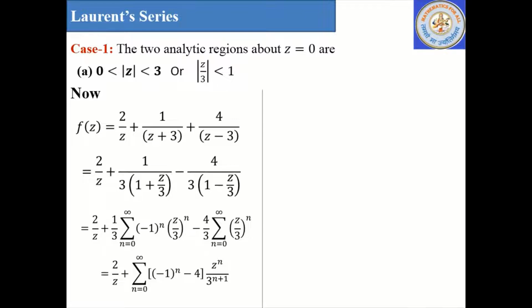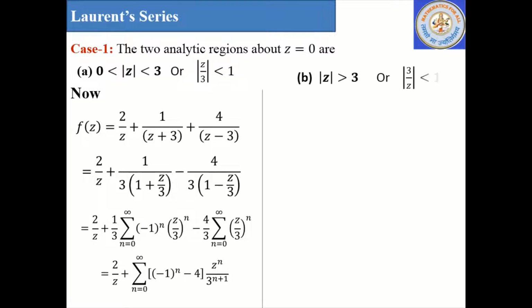So the first Laurent series about z equals 0 in the domain mod z less than 3 and greater than 0 is 2 by z plus summation of (minus 1) to the power n minus 4, z to the power n upon 3 to the power n plus 1.